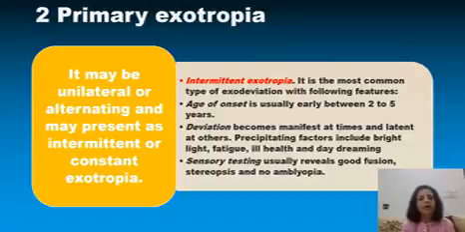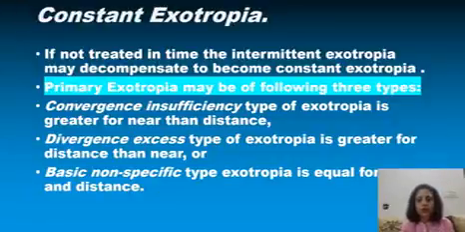Primary exo may be unilateral, similar to convergent squint. It can be a unilateral exo or an alternating divergent squint. Intermittent exo: age of onset 2 to 5 years, the deviation becomes manifest at times and latent at others. Precipitating factors are bright light, fatigue, ill health, daydreaming. Sensory testing reveals good fusion, stereopsis and usually no amblyopia. That is intermittent exo.